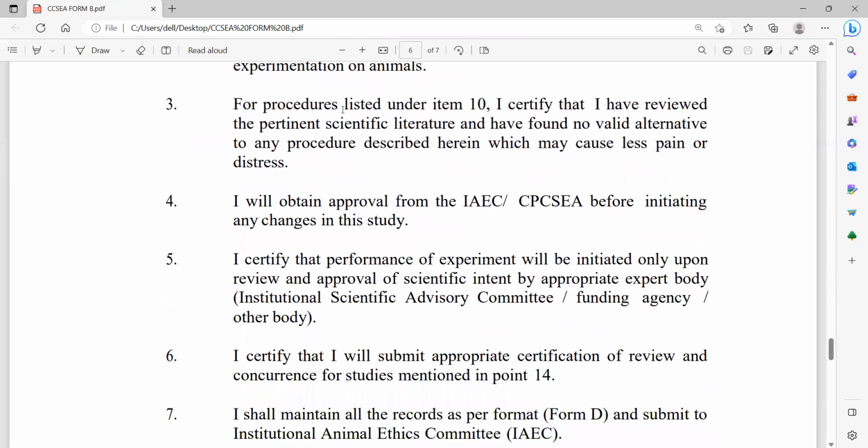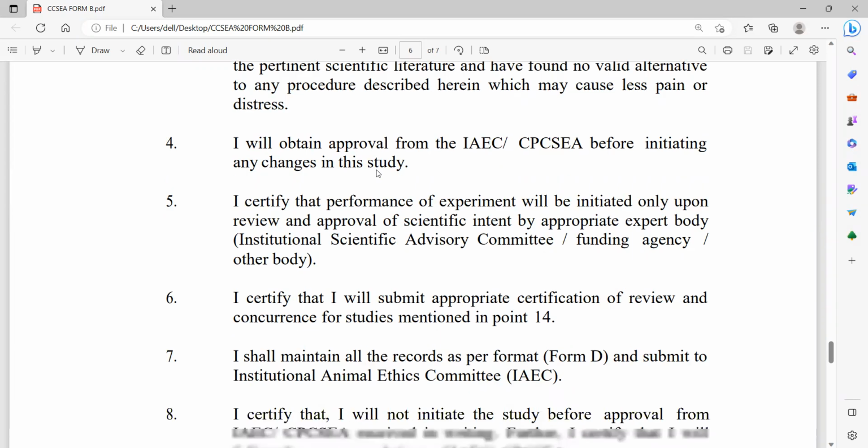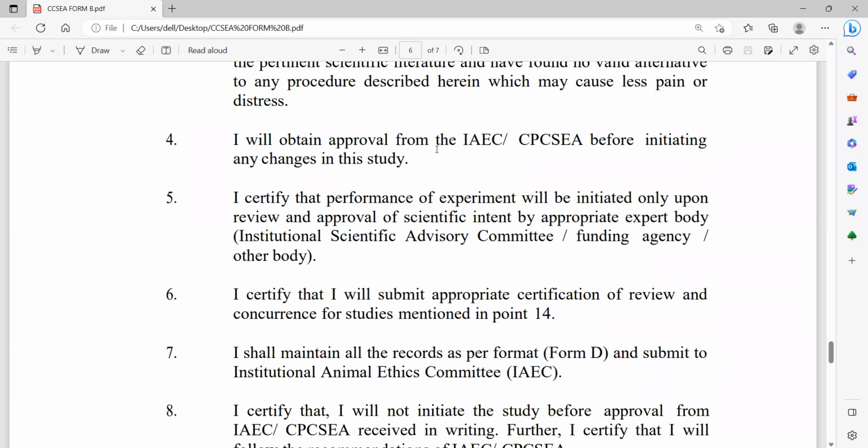This is important. For procedures listed under item 10, I certify that I have reviewed the pertinent scientific literature and have found no valid alternative to any procedure described herein which may cause less pain or distress. Then I will obtain approval from the IAEC or CCSEA before initiating any change in this study. Without this permission, you can't start this study. And during the study, if you need some modification in the protocol, again you have to take permission from the IAEC or CCSEA.